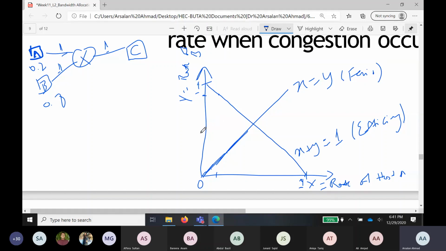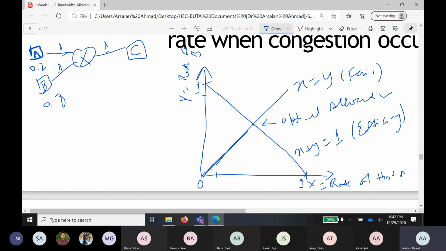Okay, right. So we have this, and obviously the lines intersect over here, and we know that this point is the optimal allocation. We want to move towards this point. This is our final goal. This is the optimal allocation. We want to move towards this point.